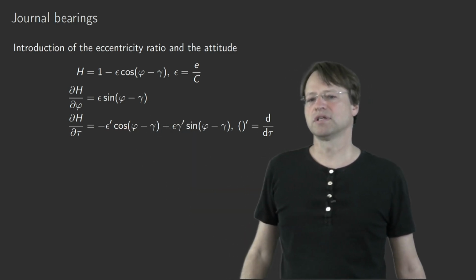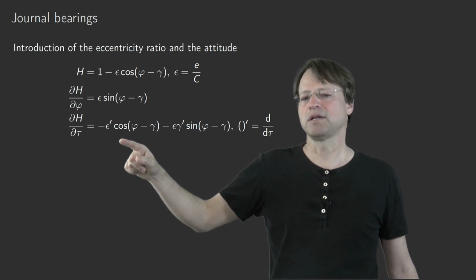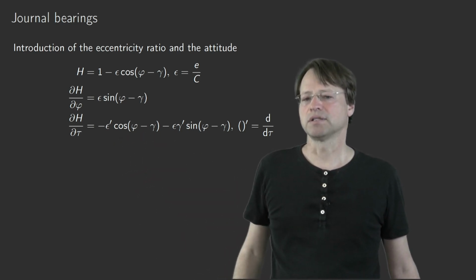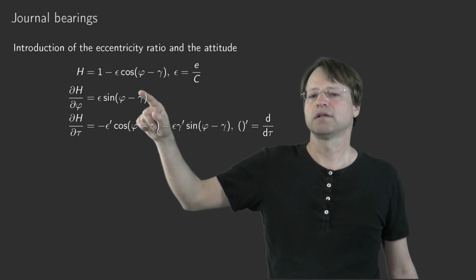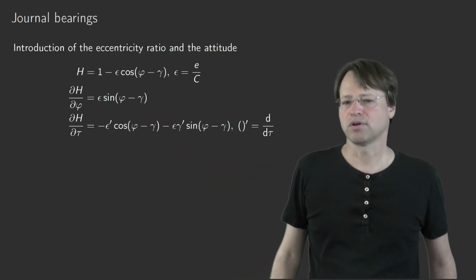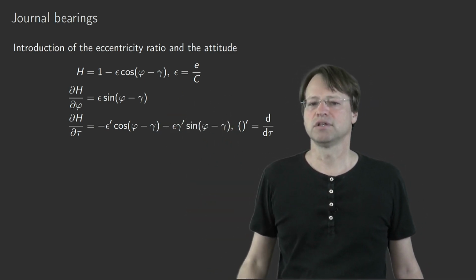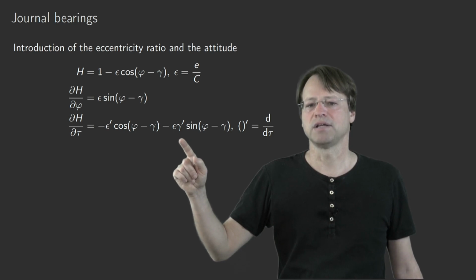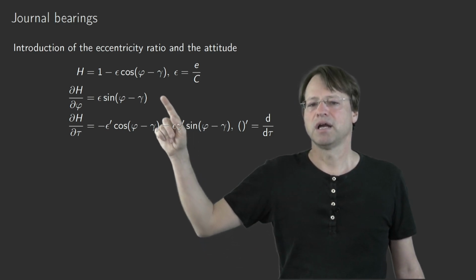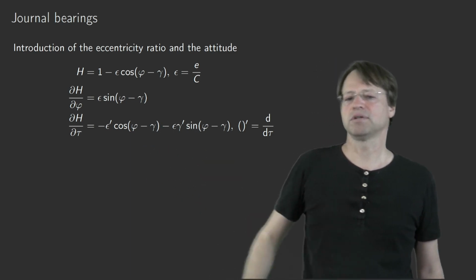So we get first the derivative of epsilon with respect to tau, which is minus epsilon prime cosine phi minus gamma. And then we have to take the derivative of the cosine function, and inside the argument of the cosine function sits this gamma, which produces another derivative with respect to tau, so minus epsilon gamma prime, and from the cosine we get then sine phi minus gamma, so minus sine phi minus gamma.